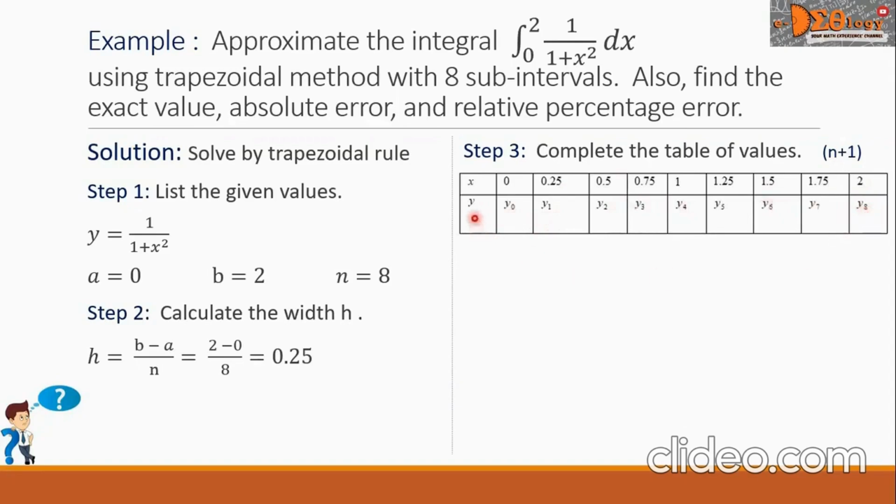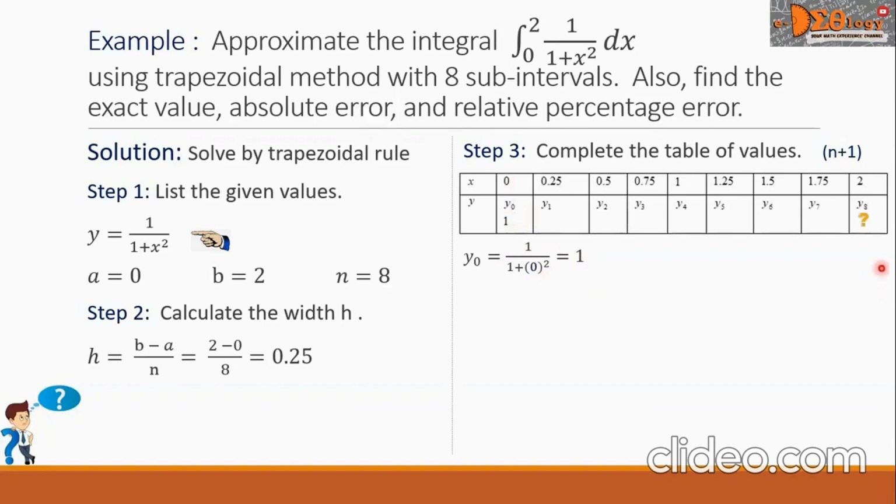Let us now find the values of y. We're going to use this equation. The y equals 1 over 1 plus x squared. Let's begin with finding the y sub 0. Using this formula, we have now y sub 0 equals 1 all over 1 plus 0 squared. This 0 is the value of x in here. Simplifying this, we have now 1, and this value we're going to substitute in here.